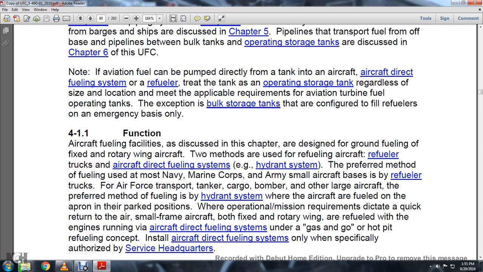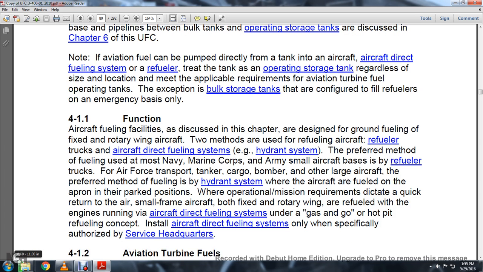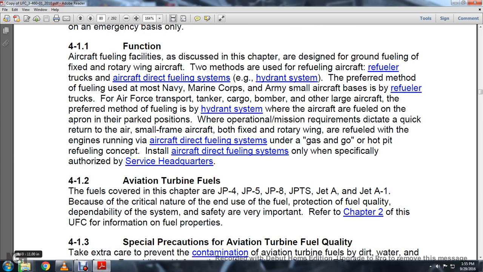Where the operational mission and requirements dictate a quick return to the air, small frame aircraft, both fixed and rotary wing, are refueled with the engines running using the aircraft direct fueling system, under the hot pit refueling concept. Installing the aircraft direct fueling system is only specifically authorized by service headquarters.